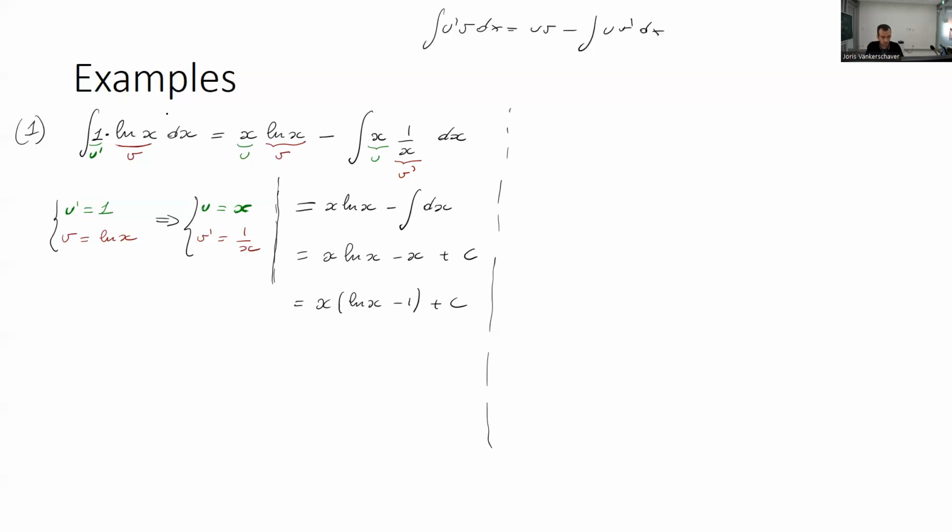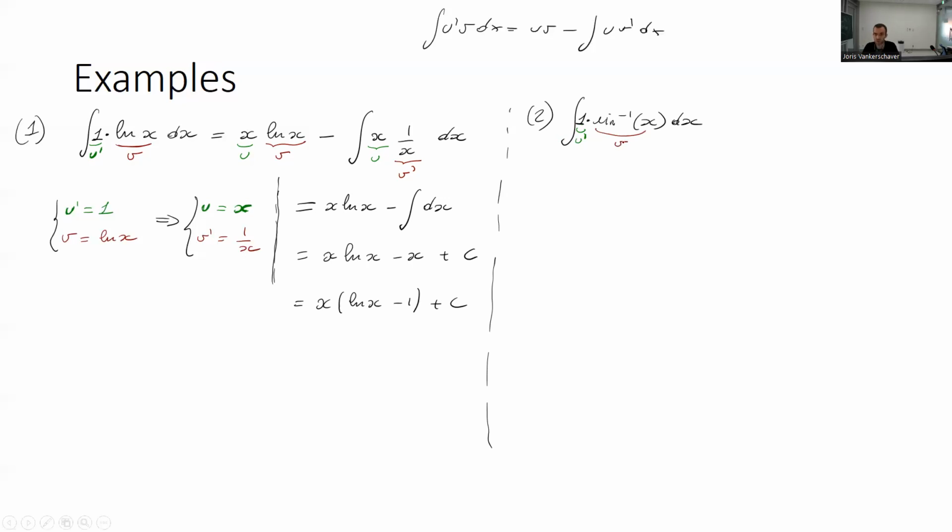So that's one example. Let's do another example along the same lines. Let's have a look at the integral of the inverse sine function. Again, we're going to use the same trick. We're going to write this as 1 times, and now we have to choose our u and our v, and we're going to choose them basically in the same way. This is something that's easy to integrate, and this is something that's easy to differentiate.